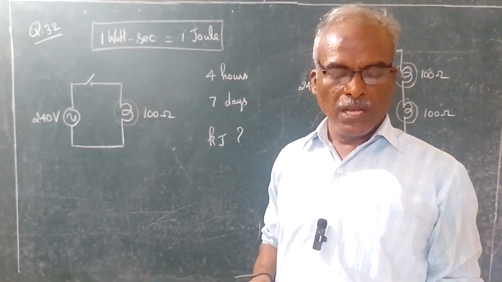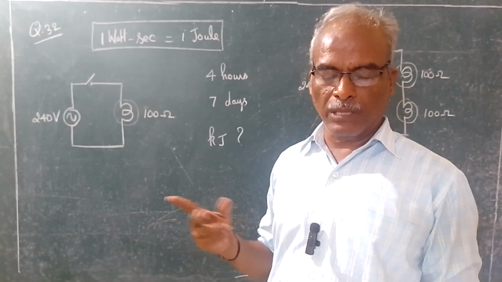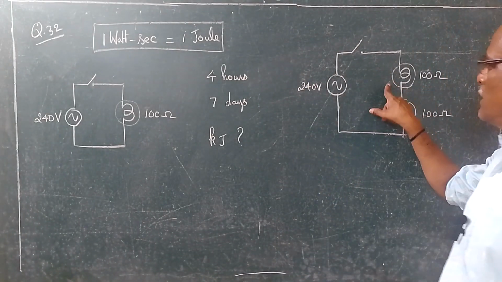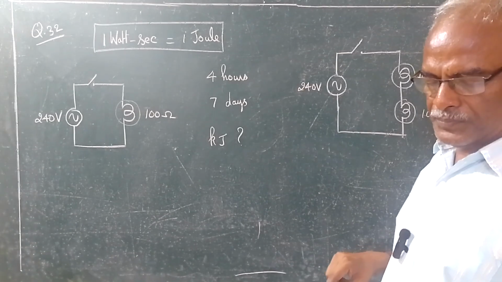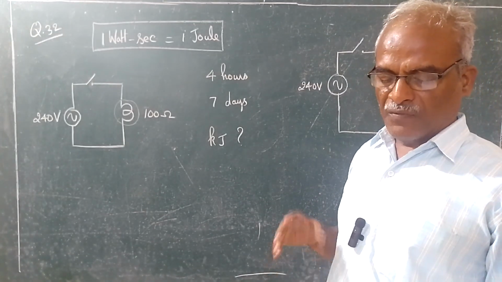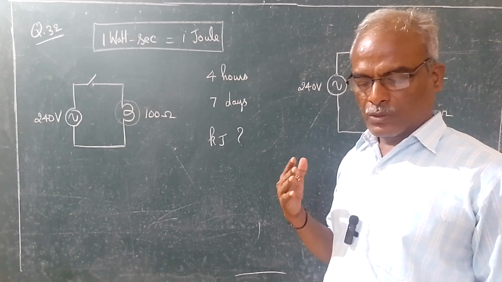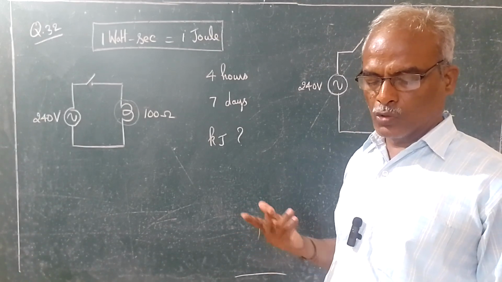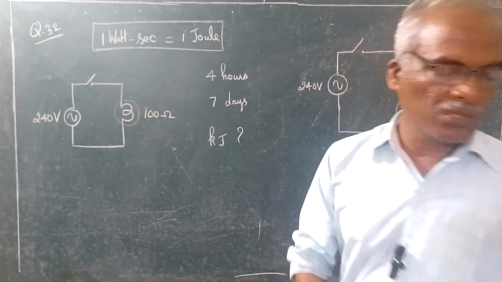Second part, Kaveri connects another similar bulb B in series with bulb A. So this is bulb A, this is bulb B. Identical bulbs. Will there be any change in the brightness with which bulb A glows now? Explain mathematically. So this is the question.